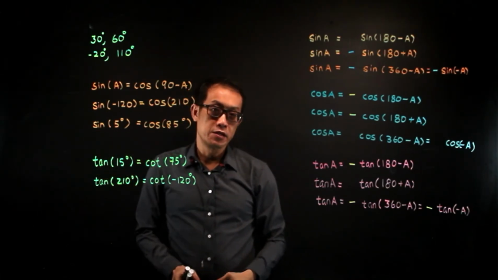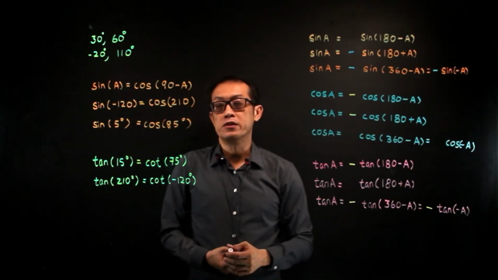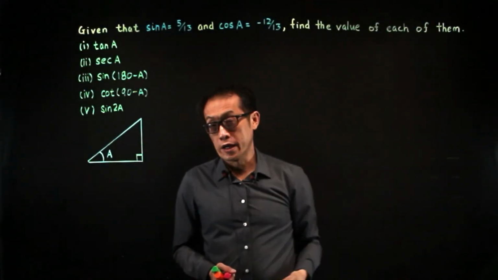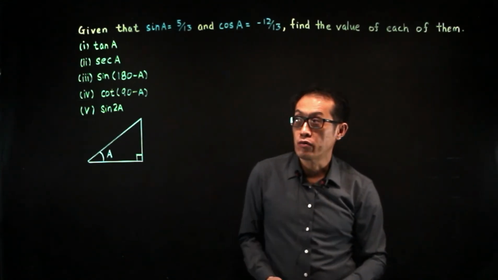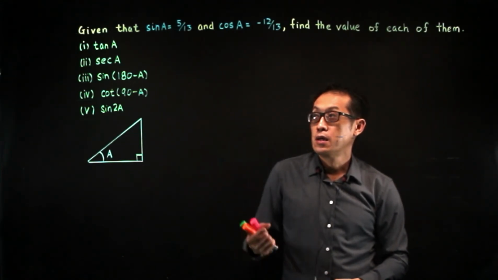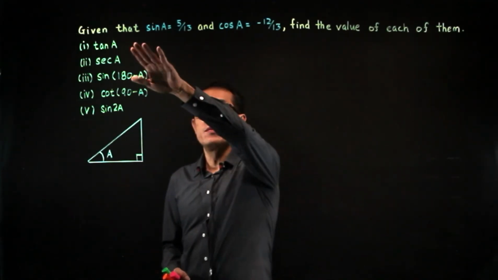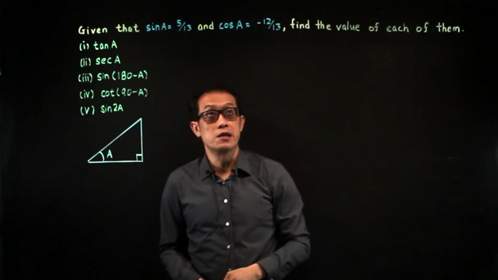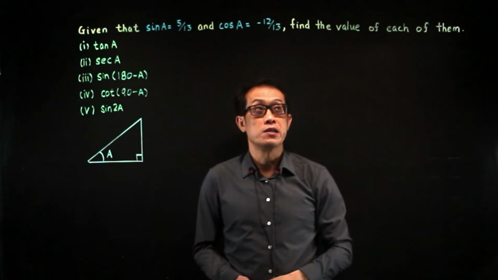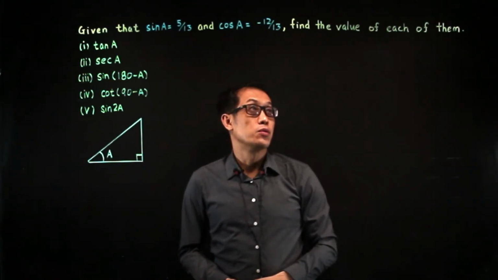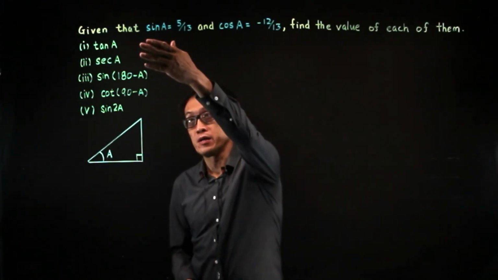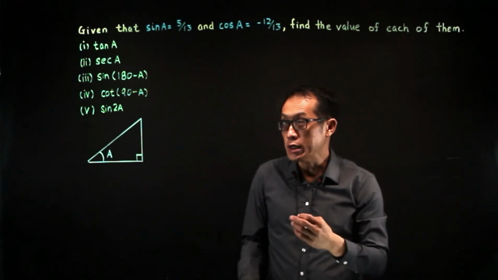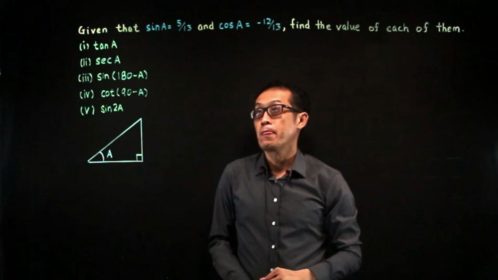Tangent and cotangent are also complementary with each other. Let's move on to try to do an example and make use of what we have learned. Given that sine A is equal to 5 over 13 and cos A is equal to minus 12 over 13, find the value of each of them.